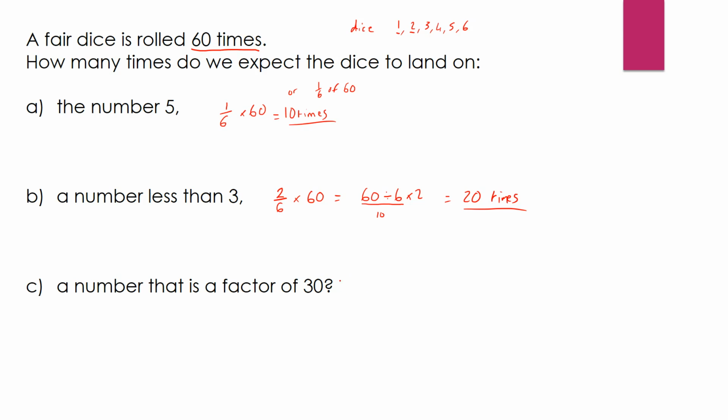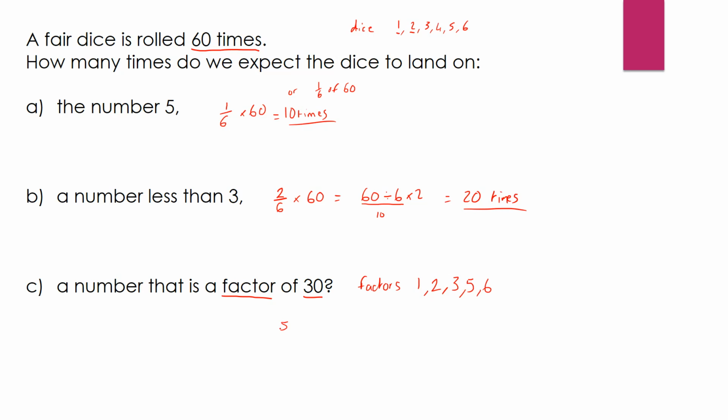And what about a number that's a factor of 30 then? First of all, we need to remind ourselves what a factor of a number is. Well, a factor is a number that goes into 30, for example, but without a remainder. So what are the factors of 30? The factors of 30 are 1, because 1 goes into every whole number. 2 goes into 30 exactly. 3 goes into 30 exactly. 4 does not go into 30, 5 goes into 30, and 6 goes into 30.